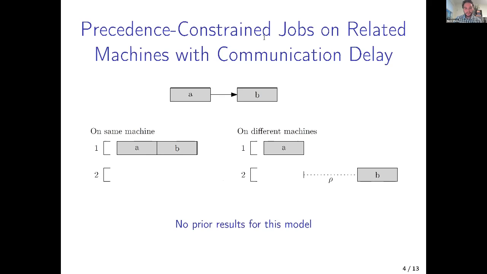These two situations arising from communication delay are shown in the picture. On the left, we see that if B is scheduled on the same machine as A, then it can start immediately after. But if it's on a different machine, then we have to wait rho time before scheduling. And as far as we know, there were no prior results for this particular model.